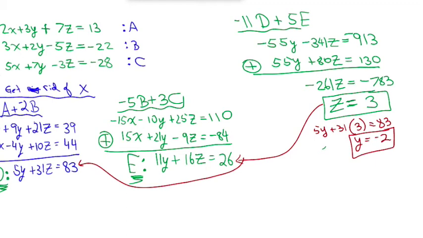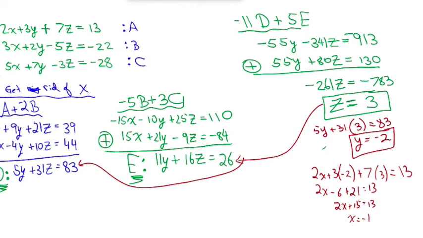Now go back to the very beginning. A, B, or C? A. So that becomes 2x plus 3y, but y is negative 2, plus 7z, but z is equal to 3, and it's supposed to equal 13. So 2x minus 6 plus 21 equals 13. 2x plus 15 equals 13. 2x equals negative 2, and x equals negative 1.